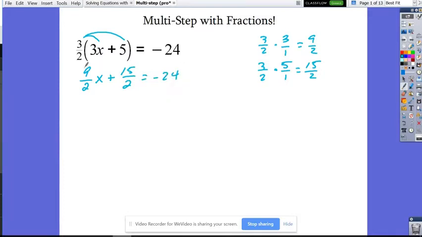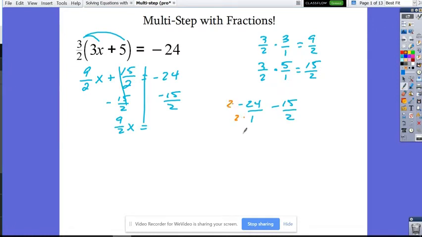Now, it's fine. We could turn this into a decimal because it is divided by 2, so it'll either be a nice number or it'll be 0.5, 5/10. But let's just deal with it for now. Minus 15 over 2, minus 15 over 2. 9 over 2x equals negative 24 over 1, minus 15 over 2. Get the same denominator, which is 2. Negative 48 over 2, minus 15 over 2. Denominator stays the same. Keep change. It's negative 63 over 2.